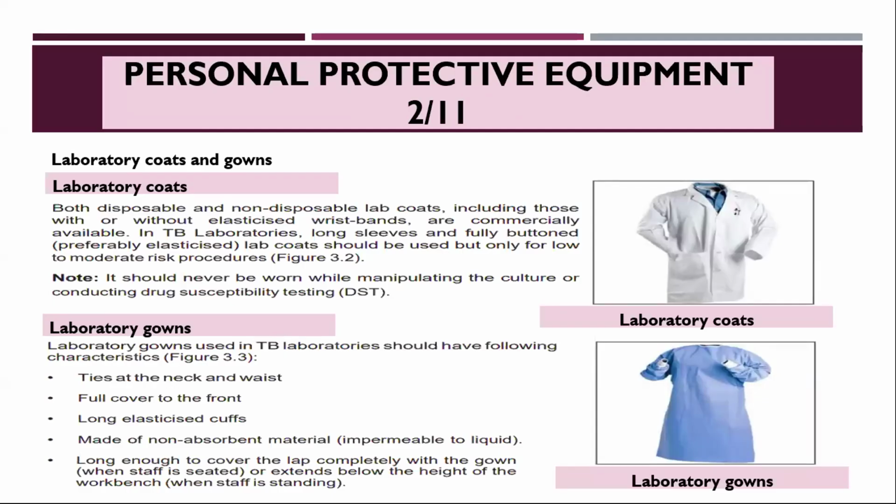Some have elastic waistbands and they are commercially available with long sleeves, and they should be fully buttoned. They are to be used for low to moderate risk laboratories. Note that these lab coats should not be worn while manipulating cultures or conducting the DST. For this we have to use laboratory gowns. They should be tied at the neck and waist, with full cover on the front and long elastic cuffs, and they should be made of non-absorbent material. The gown should be long enough to cover the lap, because if there is any spill in the lap, that can be taken care of.